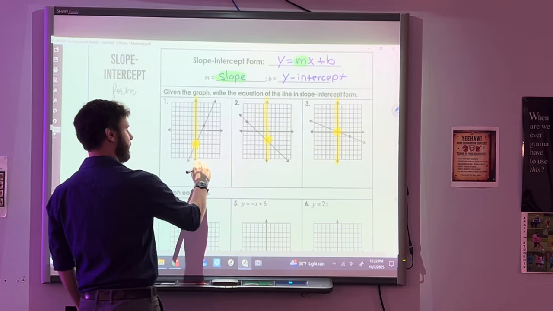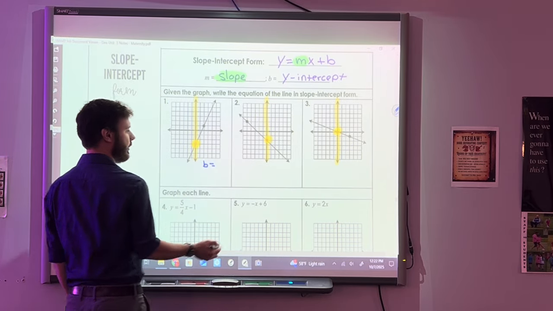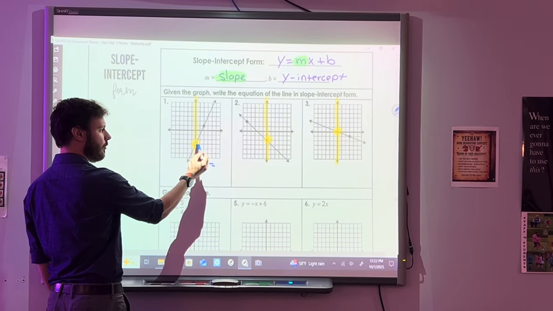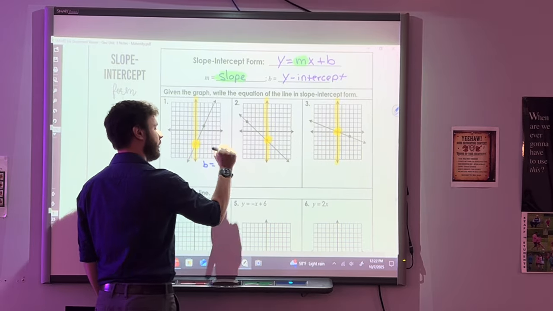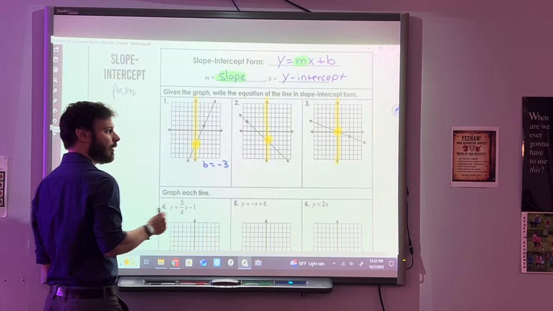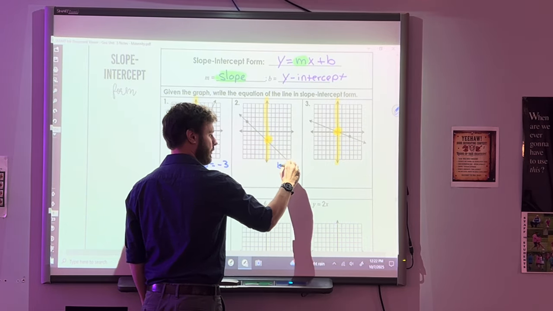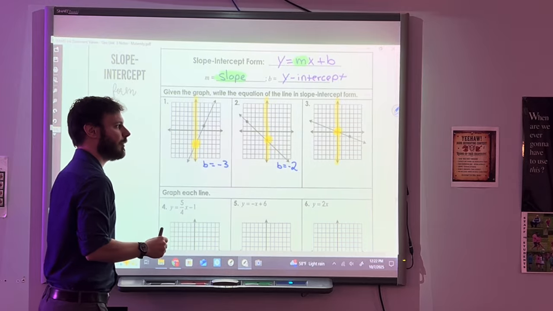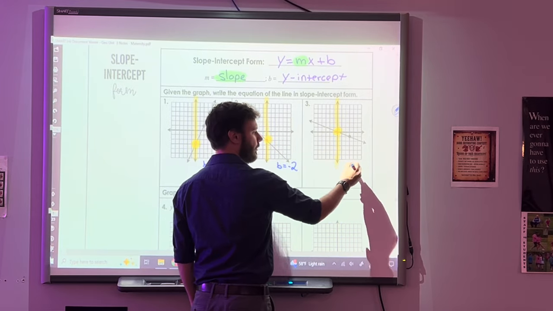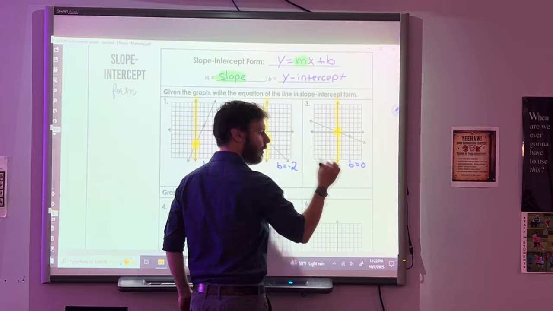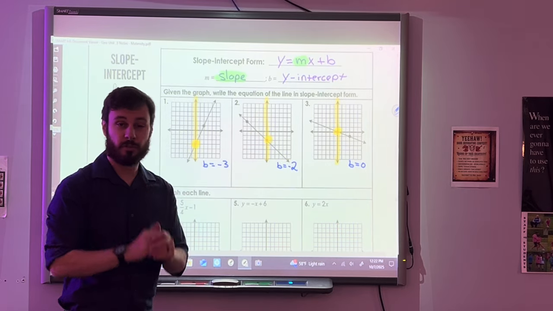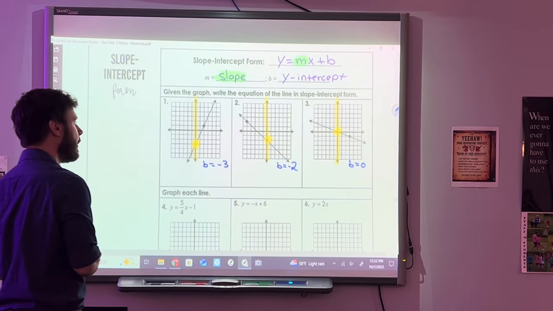Let's see. The b here is 1, 2, 3, 3 down. So -3. The b here is only down 2. And the b here is right in the middle. No up or no down, it's just right in the middle, so it's at 0. It's on the ground floor.